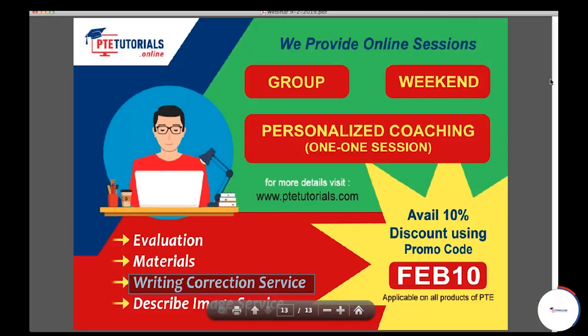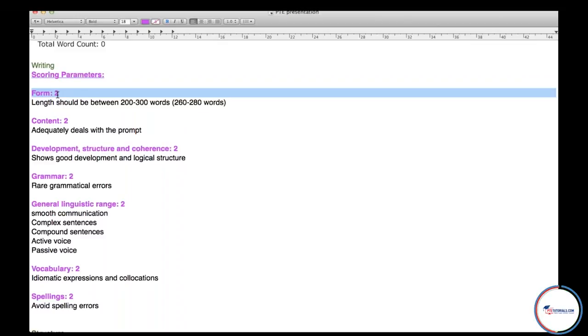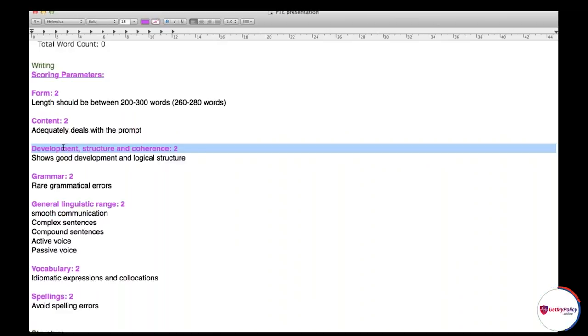Okay, and let me tell you the scoring criteria of essay writing. Coming to the scoring parameters of writing, we have 2 points for form. That is, the length should be between 200 to 300 words, but the ideal length should be 260 to 280 words. What is content? You get 2 points for content also. Content deals adequately with the prompt. As I've told you, if you write more words about the question, if you give details about the question, you'll be scoring for content. And development, structure, and coherence, you get 2 points.